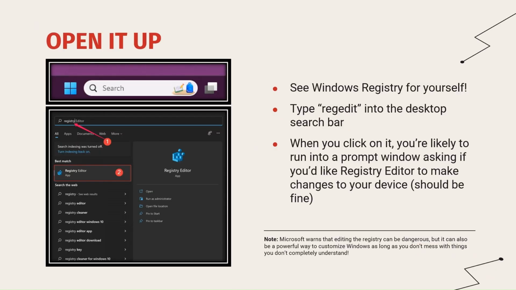So if you're following along, let's see Windows Registry and regedit, or Registry Editor, for ourselves. Go find your desktop search bar, as you might see here, normally located at the bottom of your screen, and type either regedit or registry editor, as we see here, and something like this should appear. You can press open, you can press run as administrator, you can even click on the little icon.